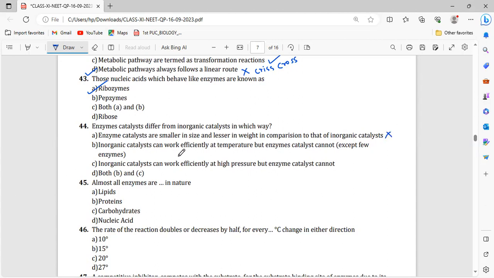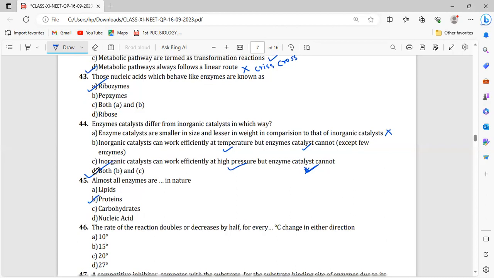Inorganic catalysts can work efficiently at high temperature, yes, but enzymes cannot. Inorganic catalysts can work at high temperature and high pressure, which is right, but enzymes cannot. So that is also correct. So the answer is both B and C. 45. Almost all enzymes are proteins except ribozyme.